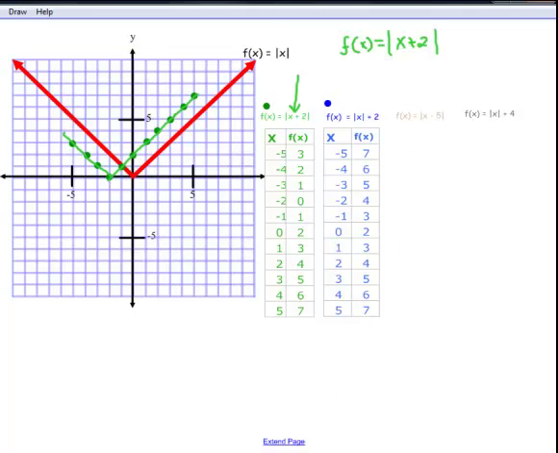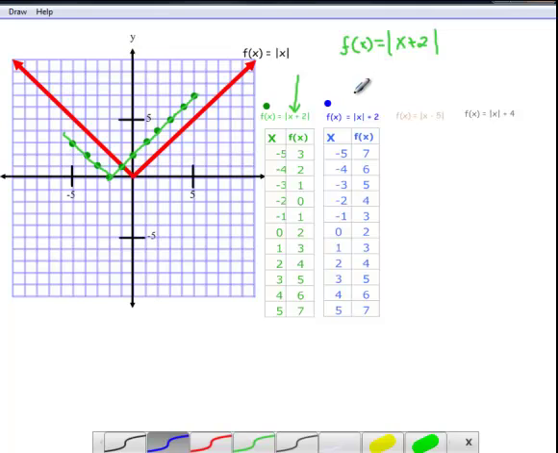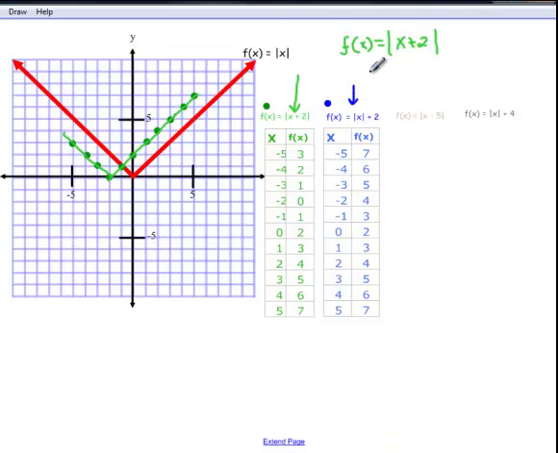All right, so the next baby we're going to look at is this blue one right here. This is the function where we take the absolute value first and then add 2. And if we were to graph this, we'd get -5, 7, -4, 6, -3, 5. Let's do -2, 4. -1, 3.